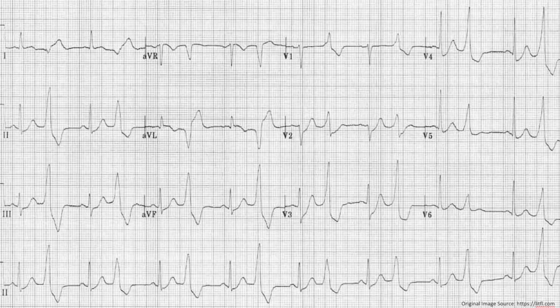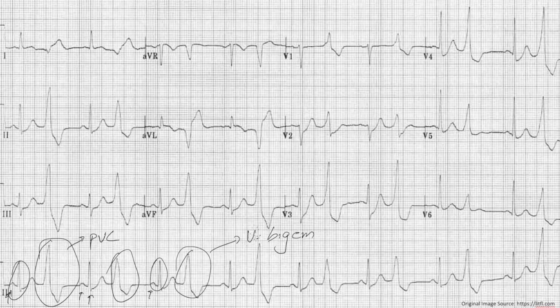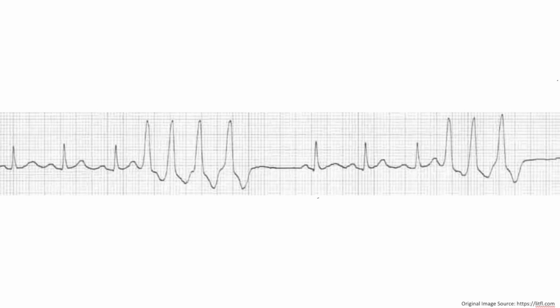Now, in this rhythm, notice how you have a P wave followed by a normal QRS, and then you have a PVC. There's no prior P wave. The waves are discordant, meaning the QRS and the ST waves are discordant. And again, you have a P wave with a normal QRS and a PVC, a P wave with a normal QRS and a PVC. And this alternating rhythm is called bigeminy, ventricular bigeminy.